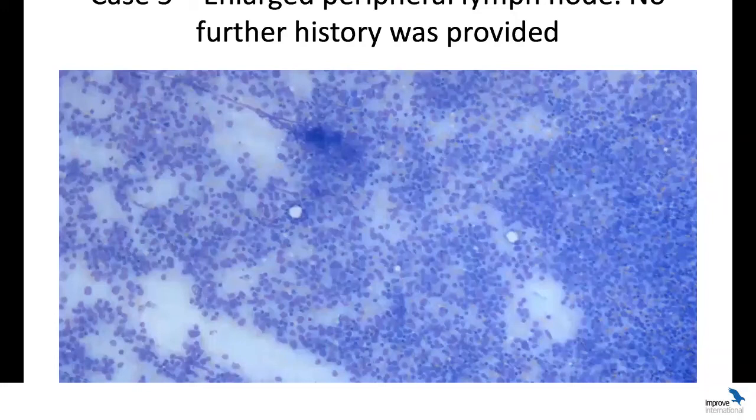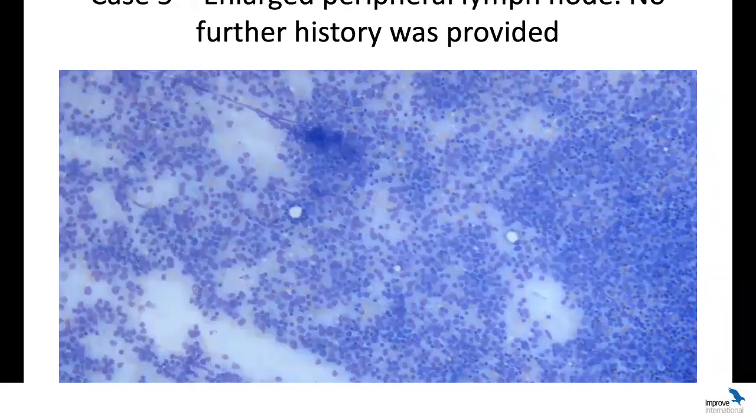Brilliant. Okay, so case 5 was an enlarged lymph node and no further history was provided. And this is my little nudge to everyone out there, that actually providing history is really, really useful when you're evaluating cytology. So it's just my little nudge to give us a little bit more history on your submissions. My not so subtle way to reach out to you and get you to submit full history.